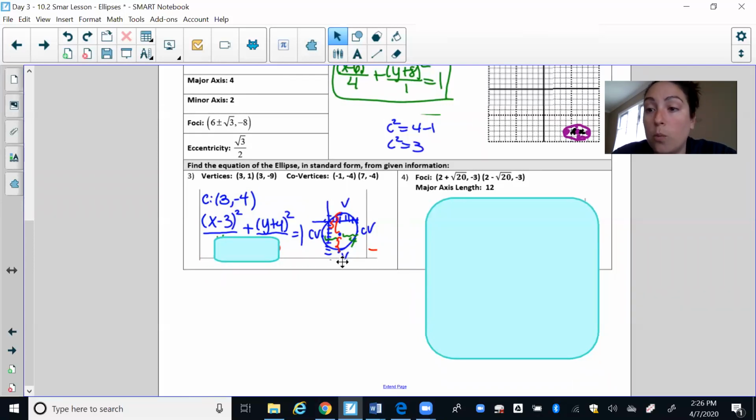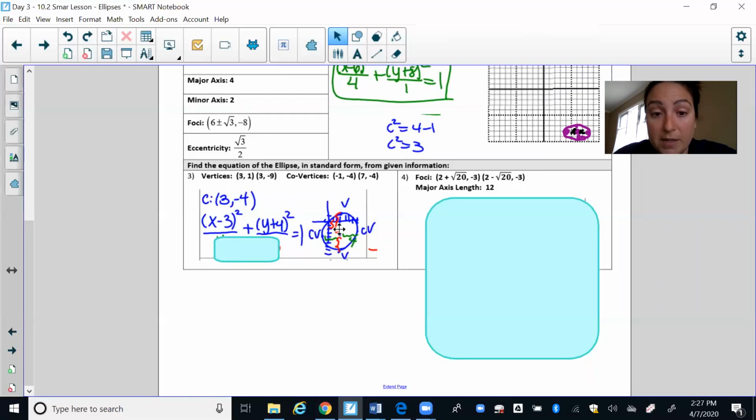Now I just need to figure out what number goes underneath x squared and what number goes underneath y squared. From my center, I went right, left 4. I went from 3, -4, right 3 to get to 7, -4, and left 3 to get to -1, -4. So I know I'm going right, left 4. So the number underneath x squared will be 16, because 4 squared is 16.